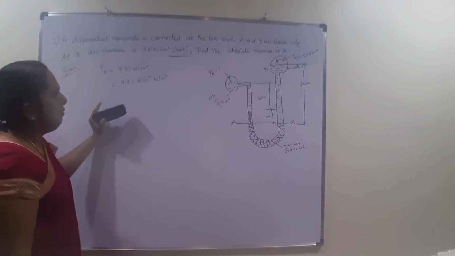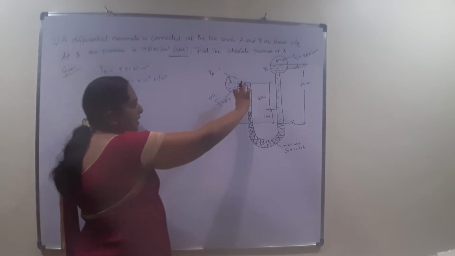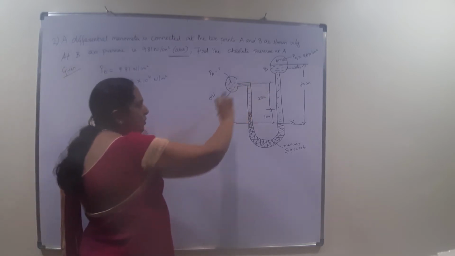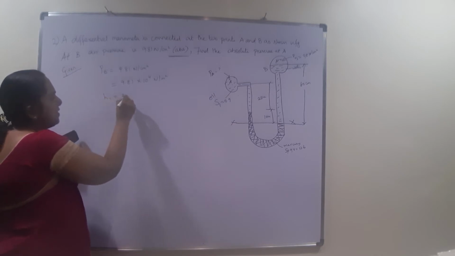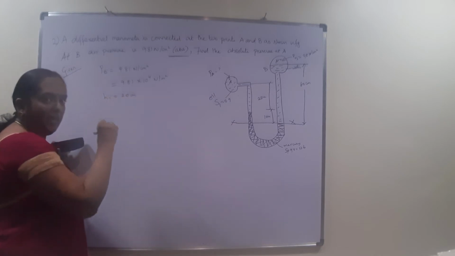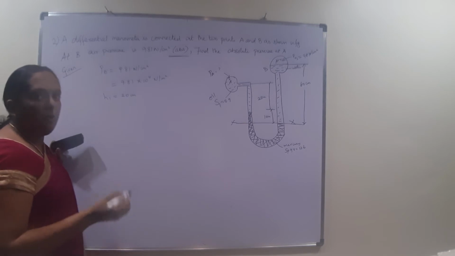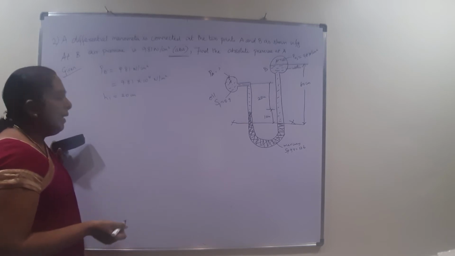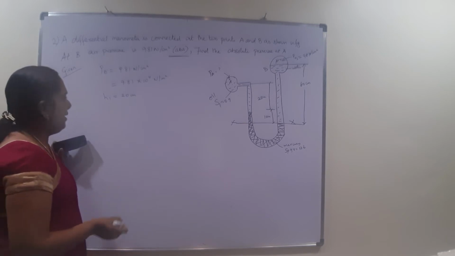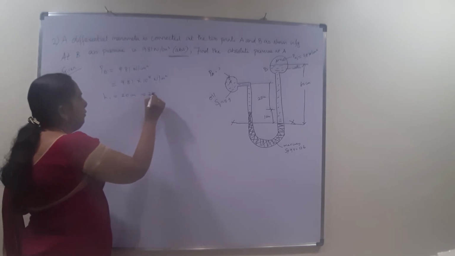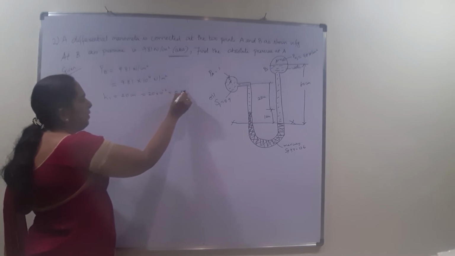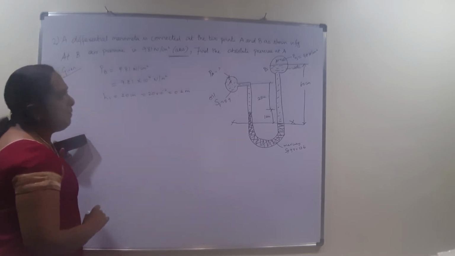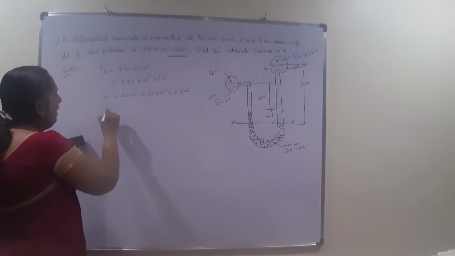Similarly, you have to know these heights. The height of the liquid in the left limb is 20 centimeters, say H1. I don't want it in centimeters, it has to be in meters. One centimeter is equal to 10 to the power of minus 2 meters, so it is 20 into 10 to the power of minus 2 meters, or 0.2 meters.